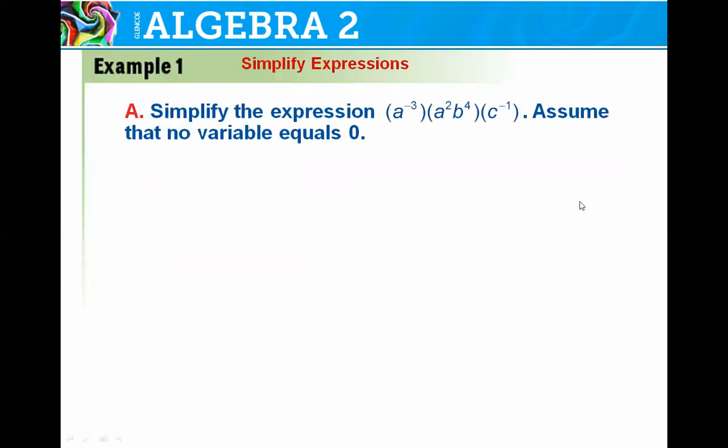Example 1. Simplify the expression a to the power negative 3 multiplied by a to the power 2, b to the power 4, multiplied by c to the power negative 1, where all the variables are not equal to 0. I'll start with Mu'taz. Mu'taz? Yes. Okay, Mu'taz, shall we start with me? Of course, Saud. Yalla, Mu'taz.